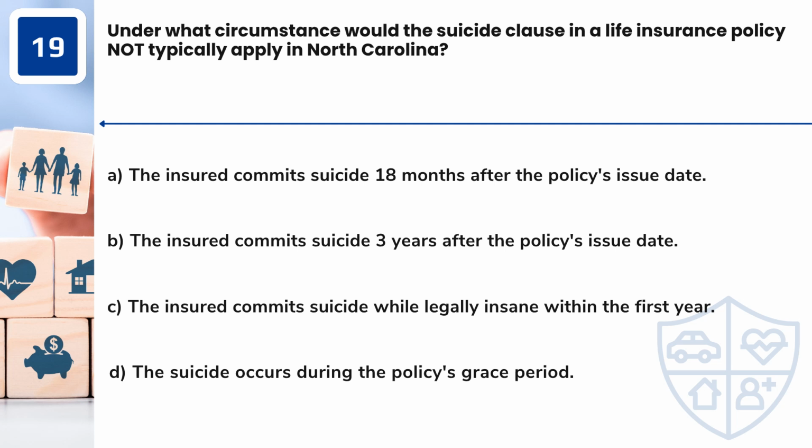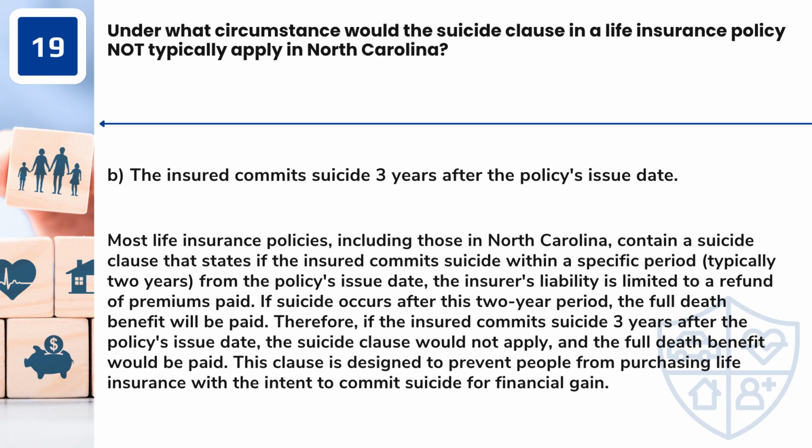Question 19. Under what circumstance would the suicide clause in a life insurance policy not typically apply in North Carolina? A. The insured commits suicide 18 months after the policy's issue date. B. The insured commits suicide 3 years after the policy's issue date. C. The insured commits suicide while legally insane within the first year. D. The suicide occurs during the policy's grace period. Answer: B. The insured commits suicide 3 years after the policy's issue date.